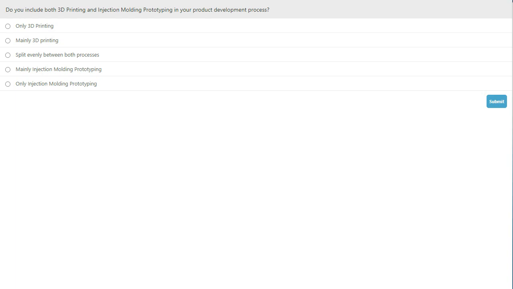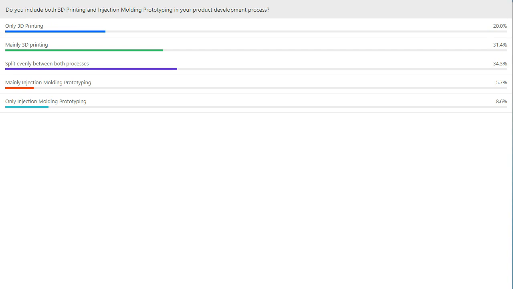Okay, let's take a look at the results here. All right, we've got a pretty even split on this question, right? We've got 20% of people who just do 3D printing, another third of people who mainly do 3D printing, a third of folks who split evenly between injection molding prototyping and 3D printing prototyping, and then about 10% of folks who lean more heavily towards injection molding or only do injection molding for their prototyping. So that gives you an idea. We've got all trains of thought and all manners of practice here on the call, which is great. Gives us a lot of different perspectives.